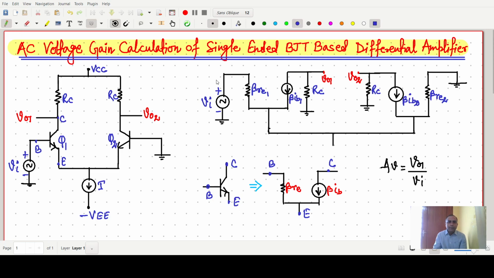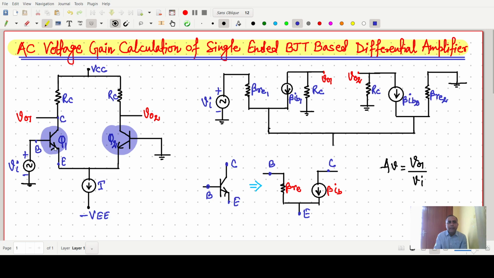So as per the topic, there is a BJT based differential amplifier. I have already drawn the BJT based differential amplifier circuitry, which is shown here. This circuitry consists of two transistors, say Q1 and Q2, and we are giving input Vi through the transistor Q1. That's why we are saying single ended: we are giving input through only one of the transistors, Q1.